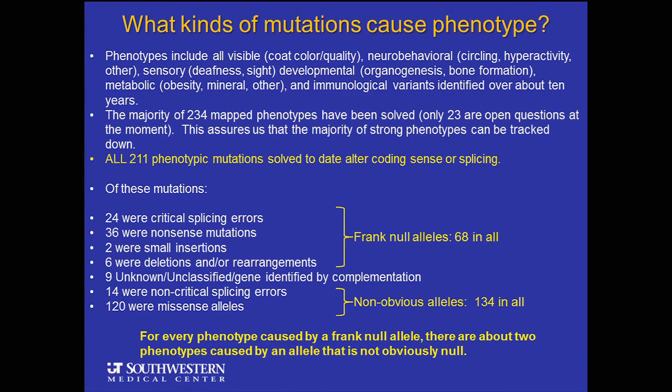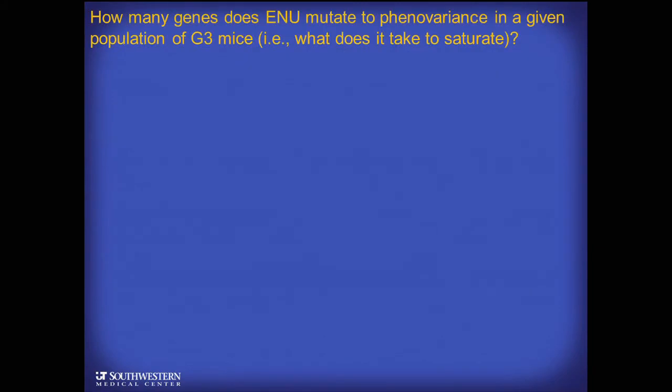We can also say that about 68 frank null alleles were observed among these 211 mutations, and 134 either non-critical splicing errors or mere missense alleles were found. So for every frank null allele, there are about 2 phenotypes caused usually by a missense mutation. That's where most of the phenovariance comes from.